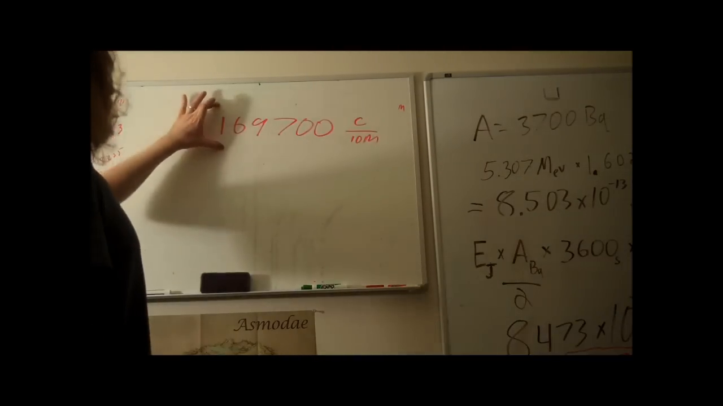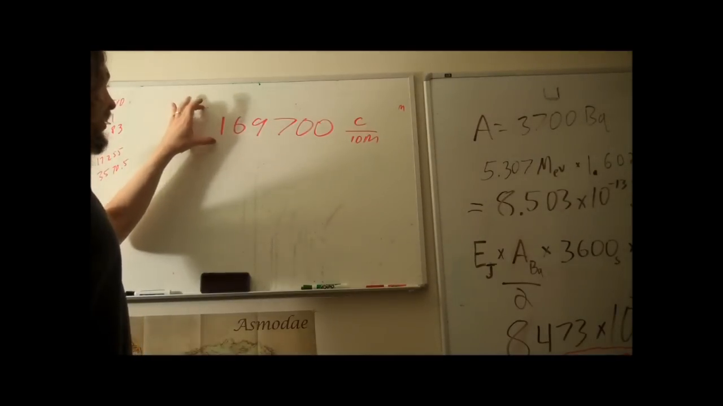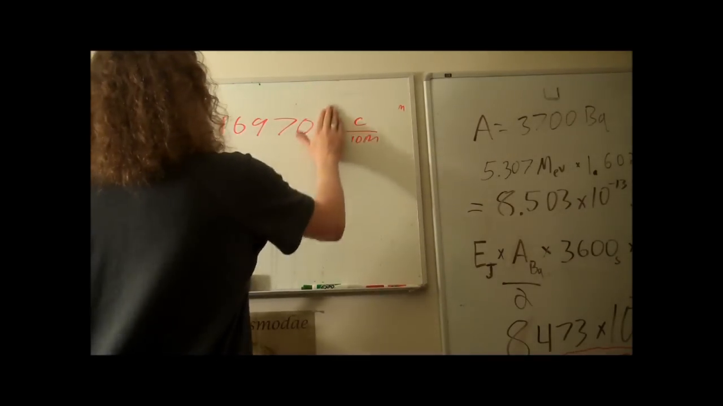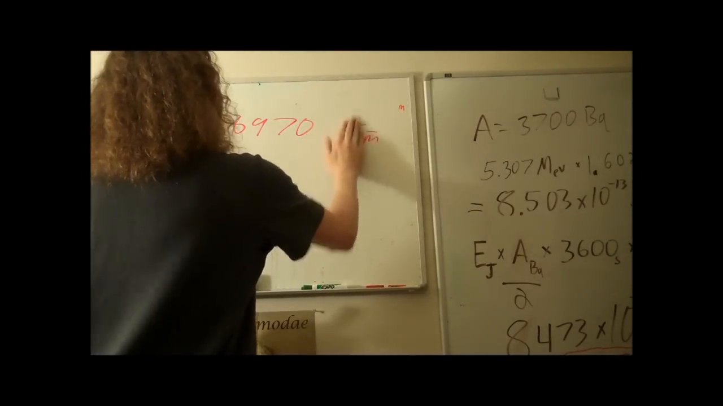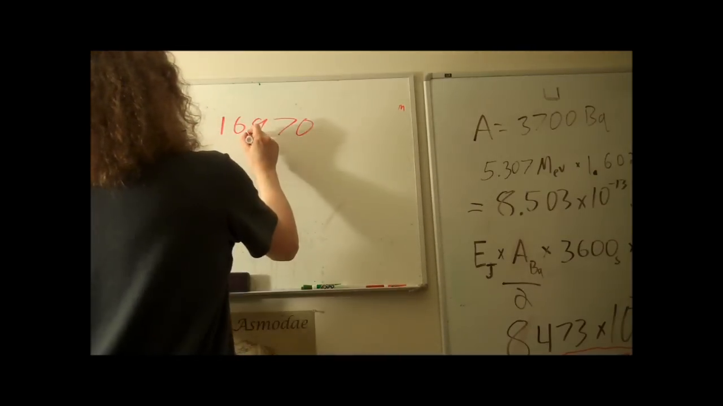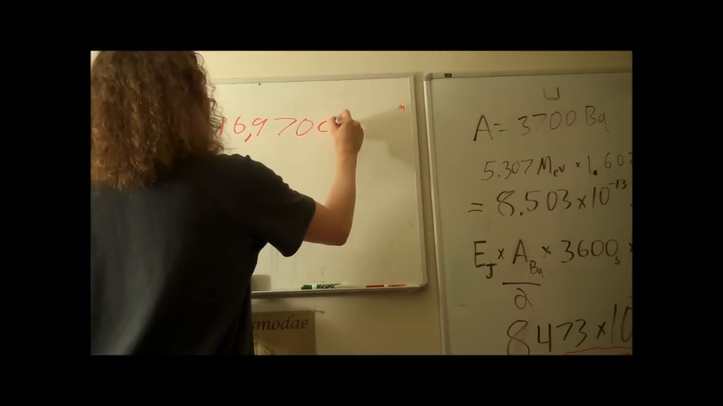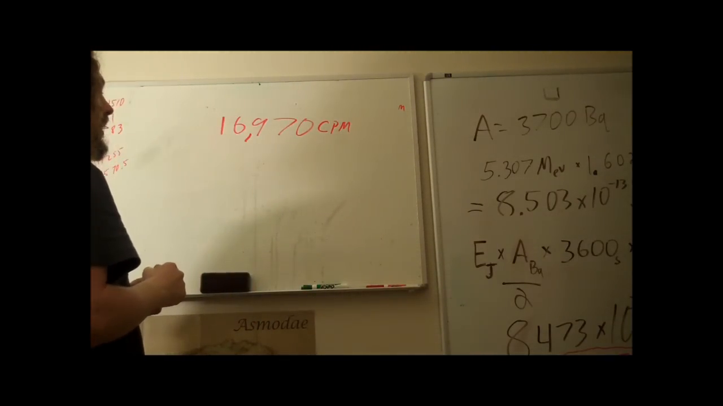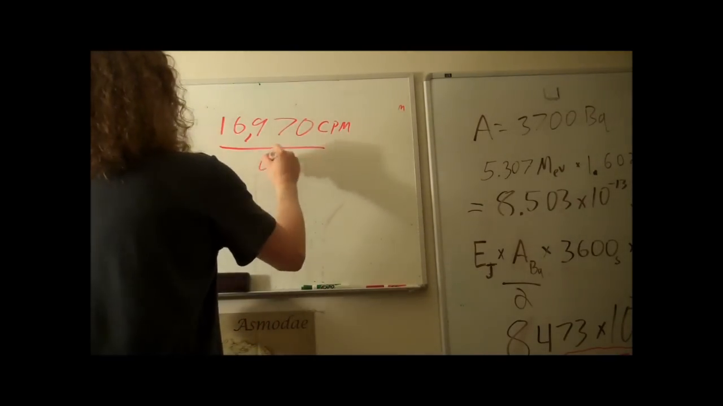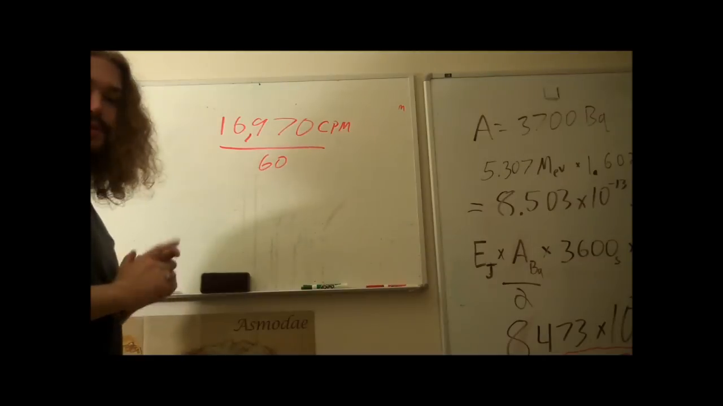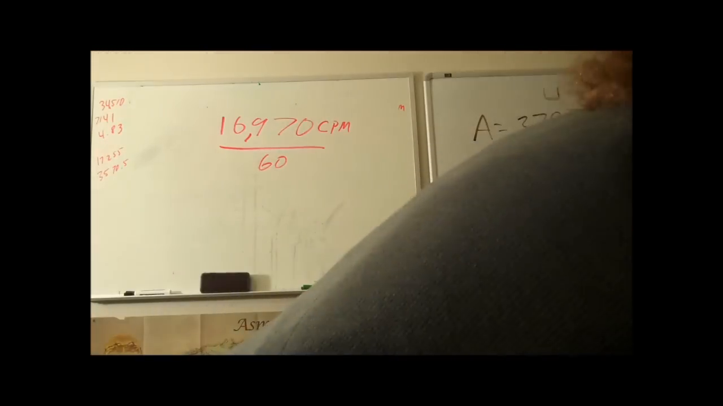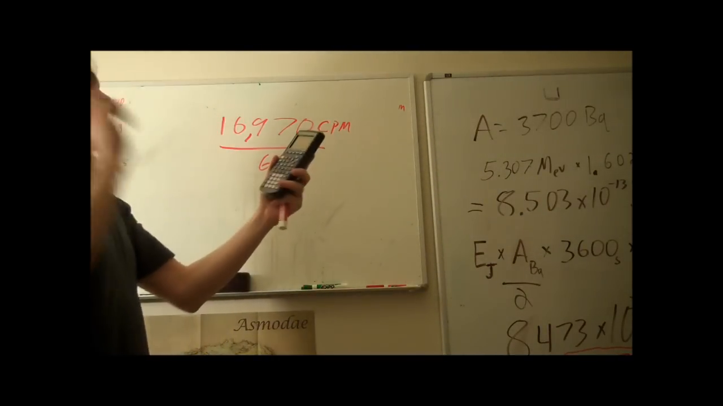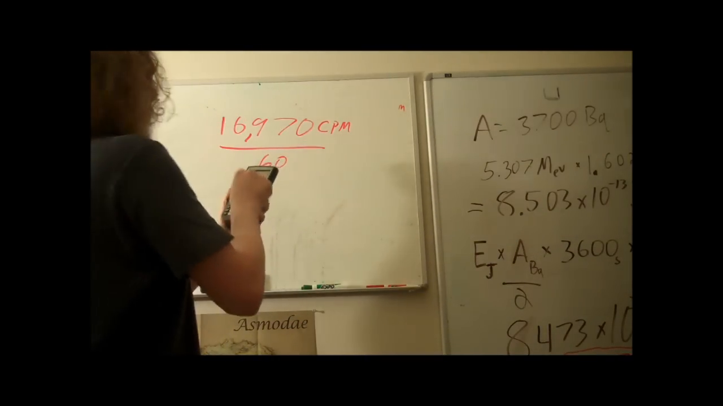Now, let's see here. We should divide this first by 10. We get rid of one of the zeros. Now, it is 16,970 counts per minute. Okay? Now, let's divide that by 60 to get counts per second. Let me get my Geiger counter. Why do I always call a calculator a Geiger counter? Wow, that's really strange, isn't it?